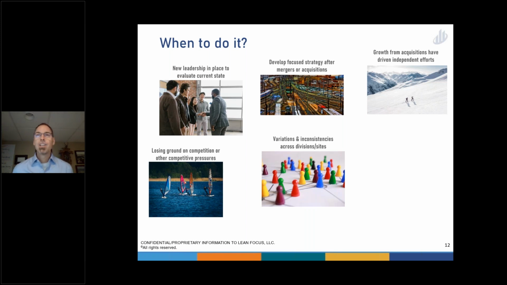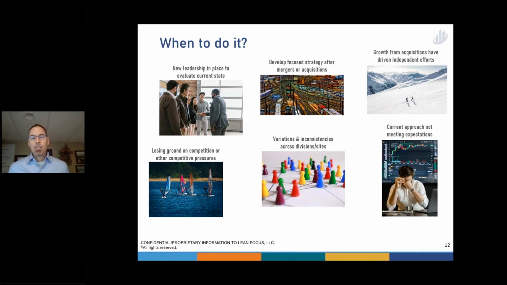One of my first engagements with Lean Focus was working with a large company, and they wanted to work on standard work. And evaluating across their business, they had 5 different versions of standard work. And so we worked together to develop one version that was going to be effective, that could be rolled out and deployed across all of their sites.